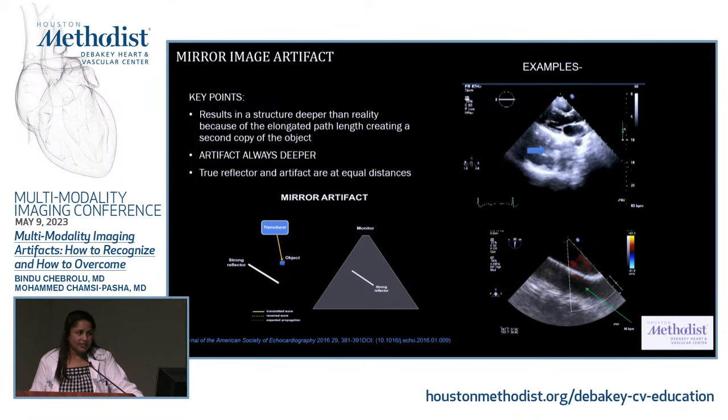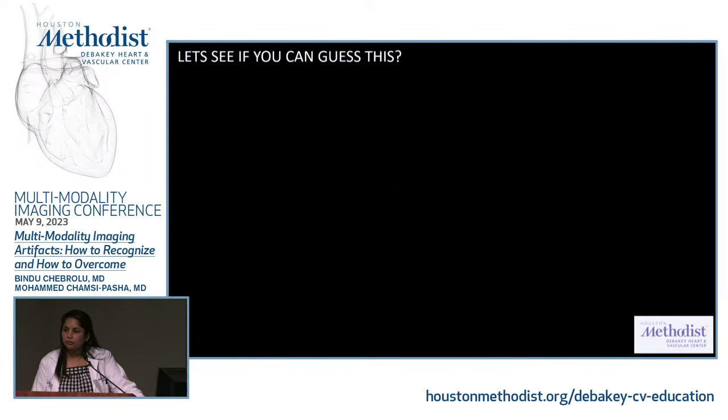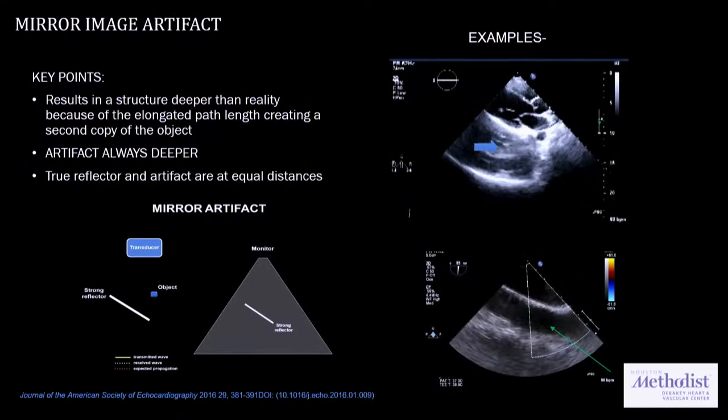And here are a few examples. You see how it's moving in parallel with the heart, suggesting that's an artifact, and same here, you see duplication of the color as well. What happens if you put the pulse Doppler where you see the color? Where the green arrow is, if you put a pulse Doppler, do you have a signal or no signal?